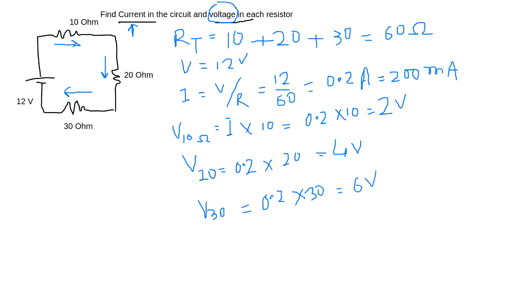So these are the answers. What are the answers? Voltage in the 10 ohm resistor, voltage in the 20 ohm resistor, voltage in the 30 ohm resistor. The result is 2 volt, 4 volt and 6 volt. The reason is that the current is the same, 0.2 ampere, which is 200 milliampere.